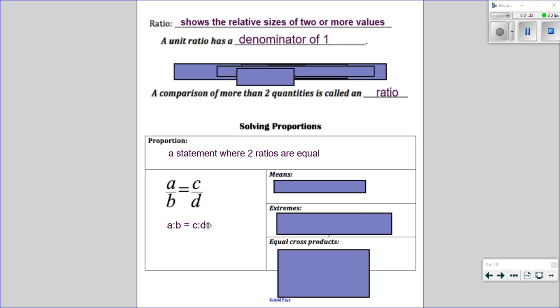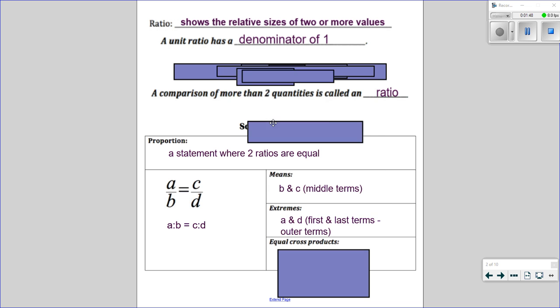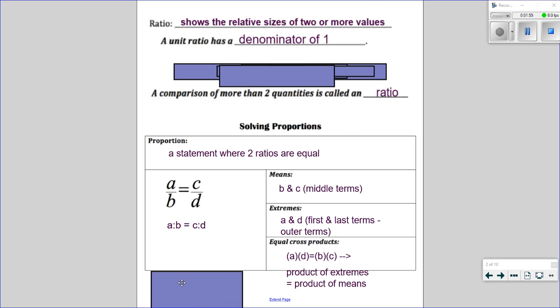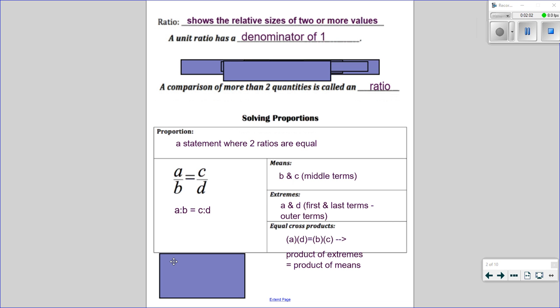When it comes to proportions, there are different terminologies to know which things you're working with. The means are the middle terms, so B and C. Notice where they're positioned. And the extremes are A and D, the first and the last terms. When it comes to the means and extremes, you're going to do an equal cross product, where the product of the extremes equals the product of the means. So that means A times D equals B times C. And this is how it works when you're dealing with proportion.